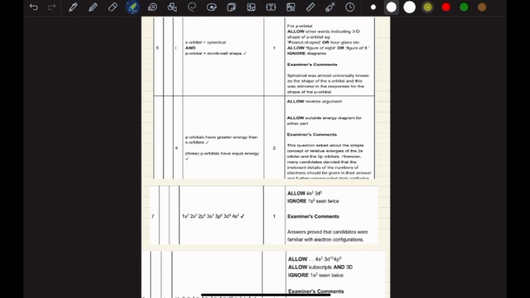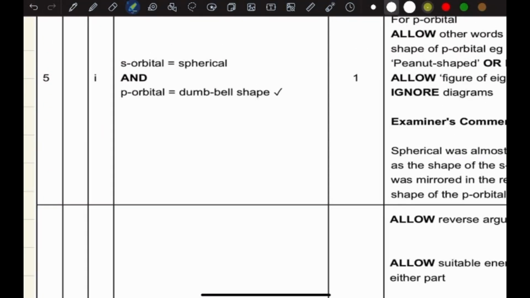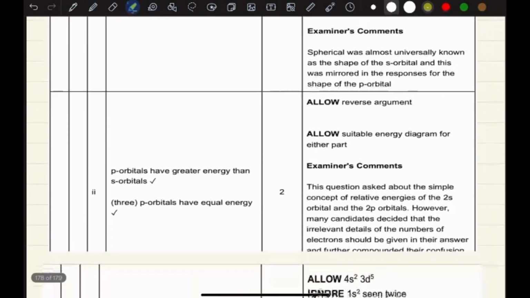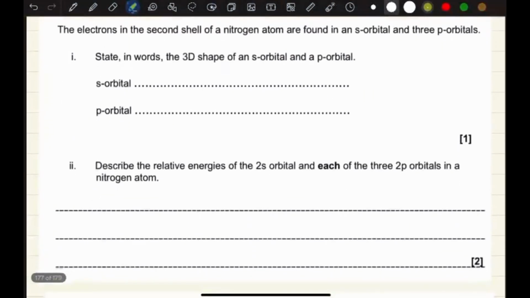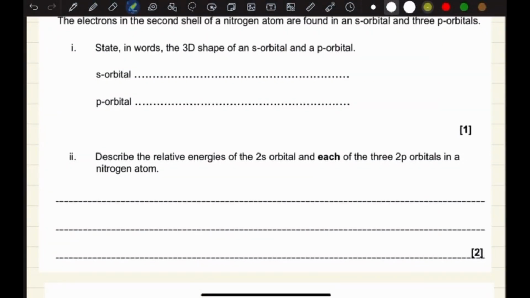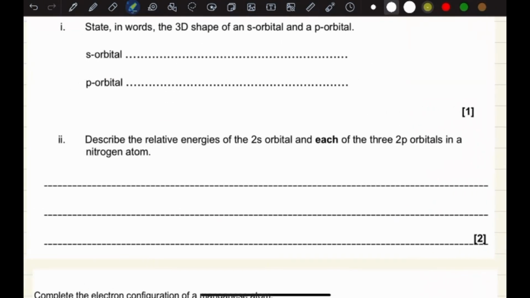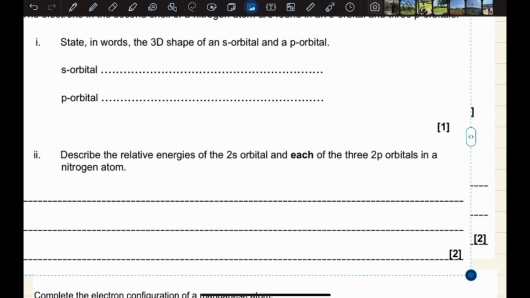Okay, so here are the answers. Now, for the shape, spherical and dumbbell, I'm hoping that those are just things you remembered. Yeah? Now, for this question, it said, describe the relative energy of 2s and each of the 3 2p orbitals. Well, if we look at the periodic table, nitrogen was in period 2, right? So nitrogen, if I am correct here, is going to be 1s2, 2s2, 2p3. And now we'll get you your 7 electrons, right? So we're going to draw it out. Apologies for that.